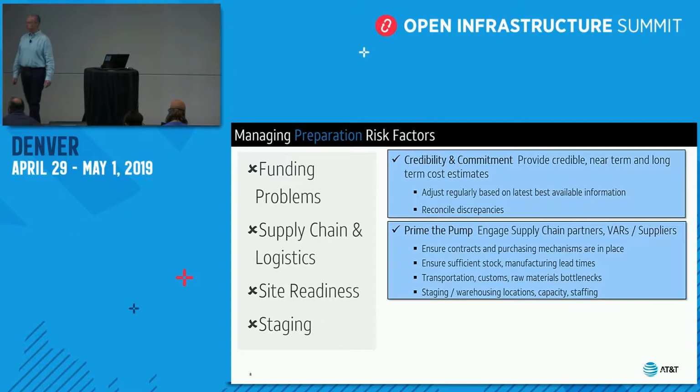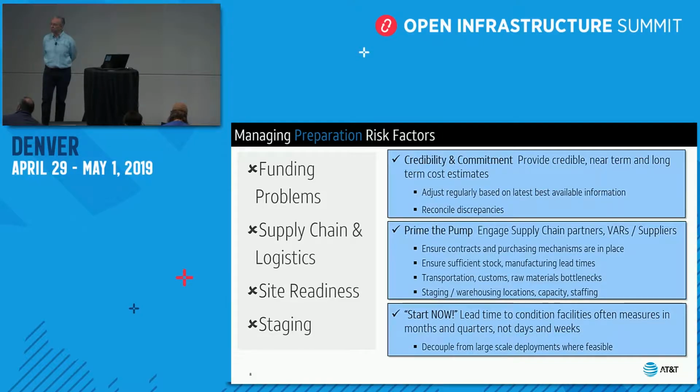And then prime the pump. Engage your supply chain partners, your VARs, your suppliers. Ensure that the contract and purchasing mechanisms are in place. Ensure there's enough stock and that manufacturing has the lead time they need to produce the parts, the components, the raw materials that you need. And then delivery. Make sure your transportation pipeline has the capacity to carry all this to where you need it, when you need it, at the volume you need it. And then we talked about staging and warehousing, and the capacity of those locations and the ability to staff them and take receipt even of the boxes as they arrive.